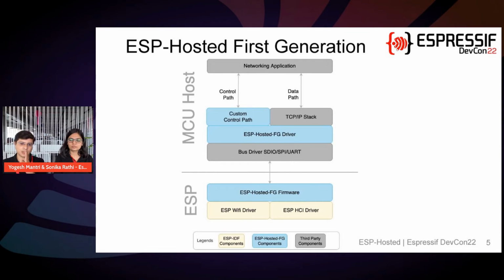So those are SDIO, SPI, UART, and combinations of those. Above it, in the MCU host, you can see the blue colored ESP-Hosted FG driver, which is basically our software which you can use with the MCU host. Just above it, on the left side, you can see the custom control path. This is the main difference between the FG and NG, that is first generation and next generation. So next generation had WPA supplicant in the Linux ecosystem, but in MCU host we do not have WPA supplicant running or anything like that.